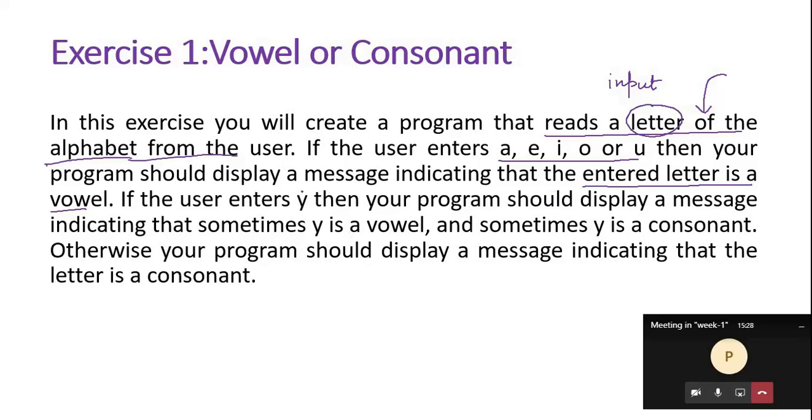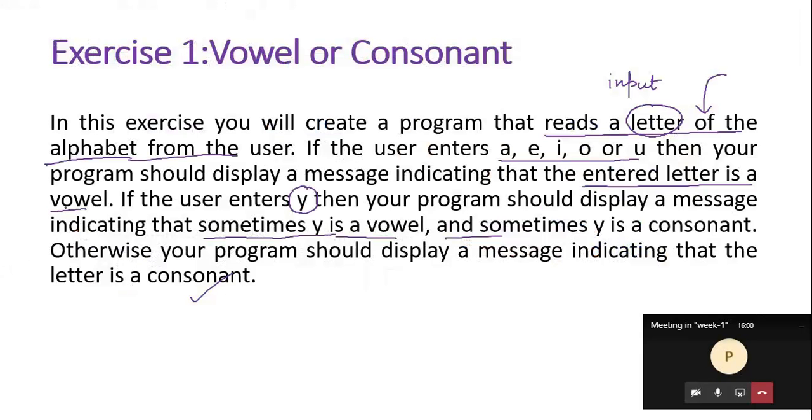If the user enters Y, then the program has to say that sometimes Y is a vowel, sometimes it is a consonant. Other than A, E, I, O, U and Y, whatever he is entering, it should be displayed as consonant. Very simple program. Let me try this in Spyder.